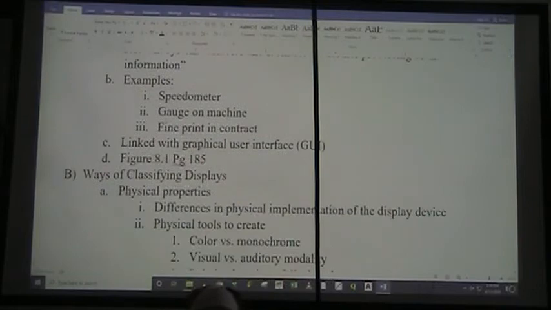So, some examples might be the speedometer in your car, the gauge on a machine, or fine print in a contract. Displays cover a lot of territory. Very often they're linked with a graphical user interface or GUI. Okay, well, what a concept.